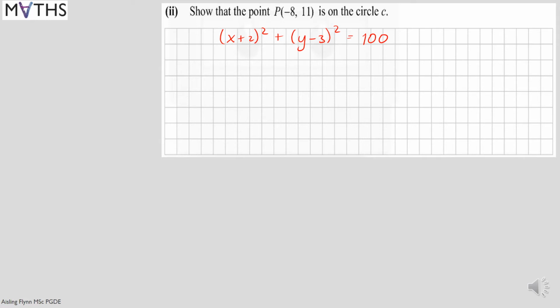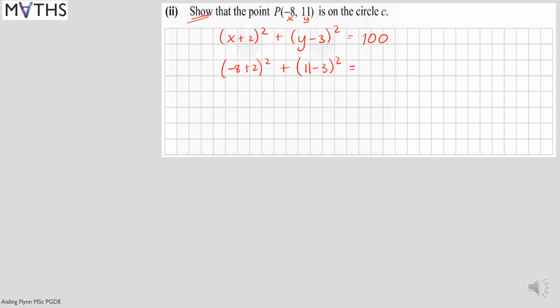Okay, what we're going to do is replace x with minus 8 and y with 11, and we'll see: is left equal to right? We expect that it will be, because we're given the instruction to show. So here we go: minus 8 plus 2, all squared, plus 11 minus 3, all squared. Is it equal to 100? Well, let's work it out.